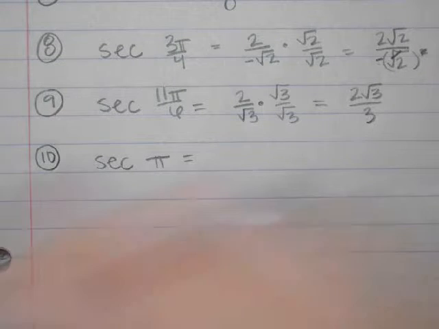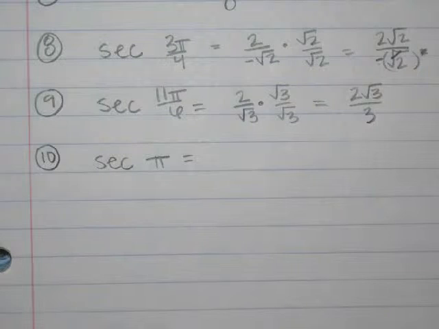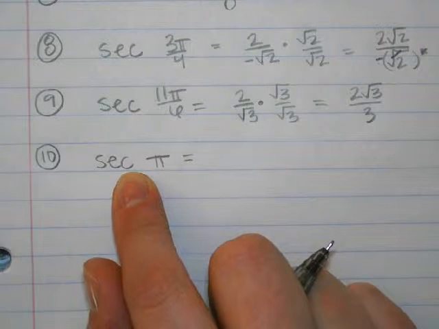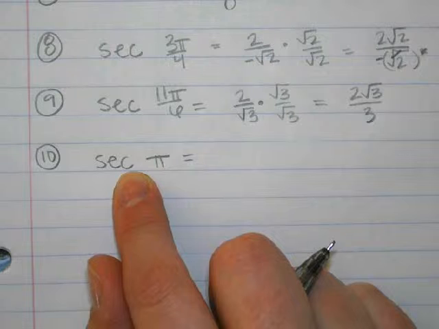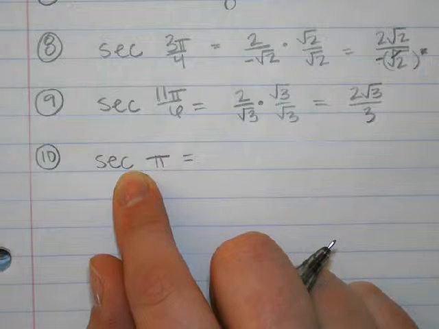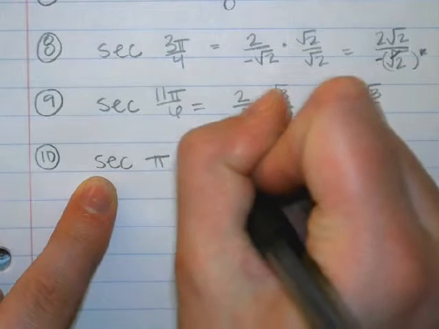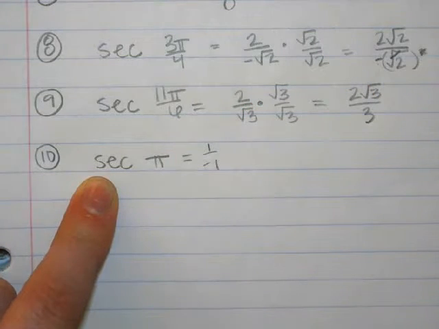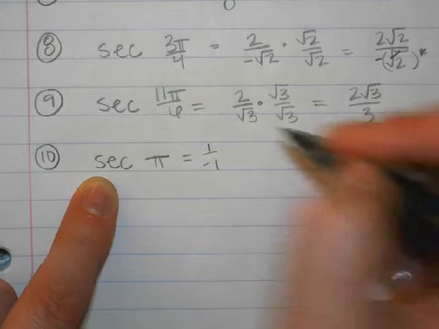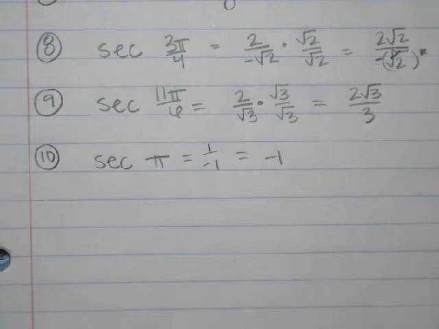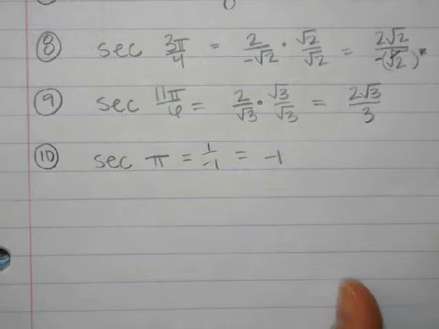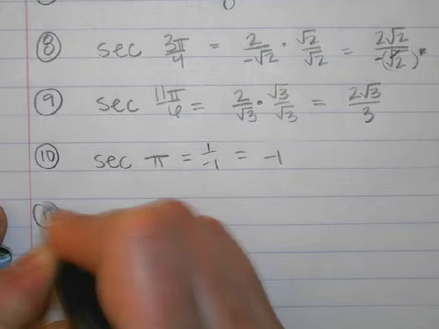So it felt like a trick, right? Because cos of pi, what's cos of pi? Yeah, cos of pi is -1. And if we think of -1 as a fraction, it would just be -1 over 1, right? And so if we flip it for secant, then we're going to have 1 over -1, which is still -1. So cos of pi is -1, secant of pi is -1. They're both -1.